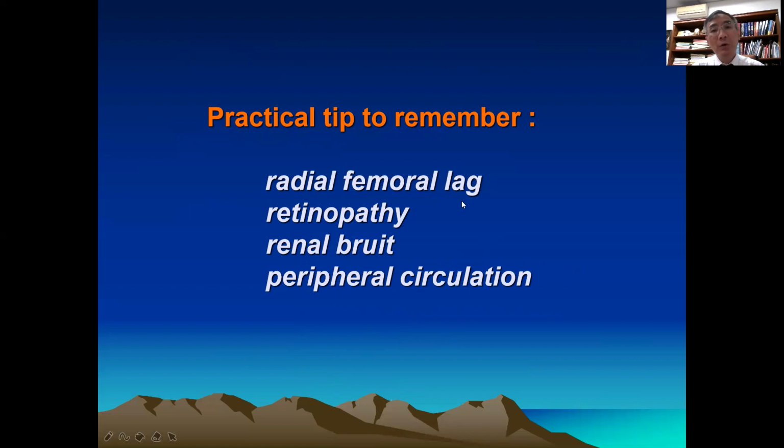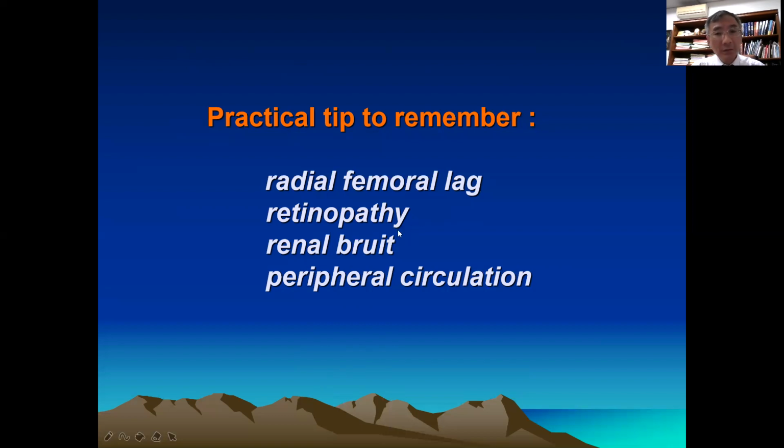Look for radial femoral lag, that is, feel the radial pulse, feel the femoral pulse, and they should be felt together. If they are not felt together, then perhaps there is coarctation of the aorta, resulting in a slower, weaker femoral pulse compared to the radial pulse.